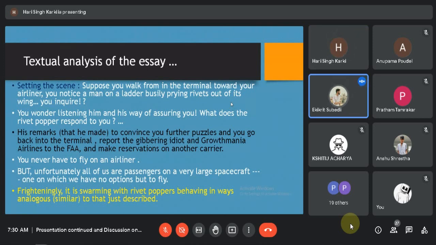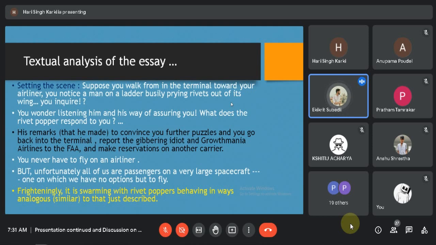Setting the scene. Suppose you walk from the terminal towards your airliner. You notice a man on a ladder busily prying rivets out of its wing. You inquire. What does the rivet popper respond to you? His remarks that he has made to convince you further puzzle you, and you go back to the terminal, report the gibbering idiot and growth mania airlines to the FAA, and make reservations on another carrier.